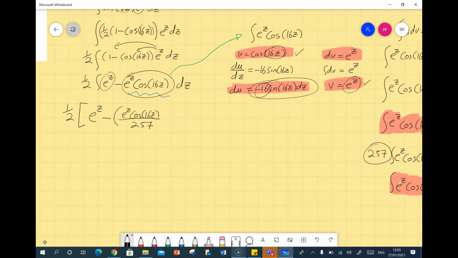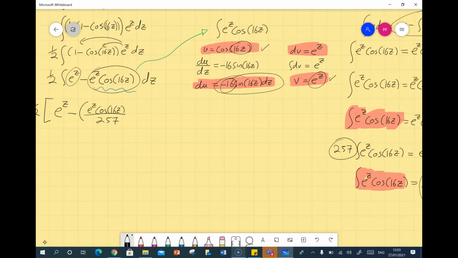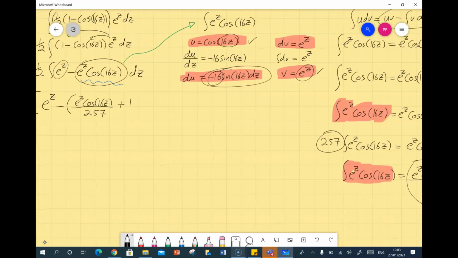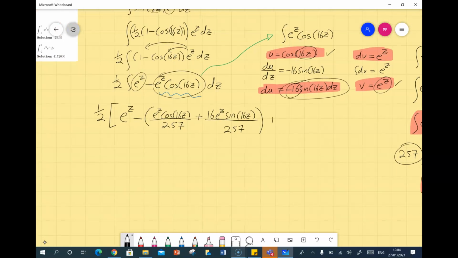So plus, my brain has stopped working, 16 e to the power of z sine 16z, all over 257. Okay, so that is more or less our integral plus c.